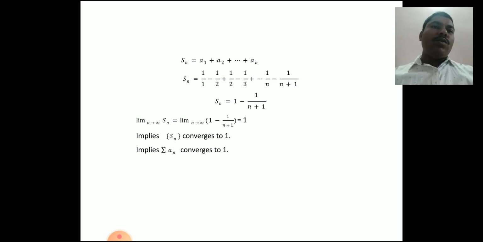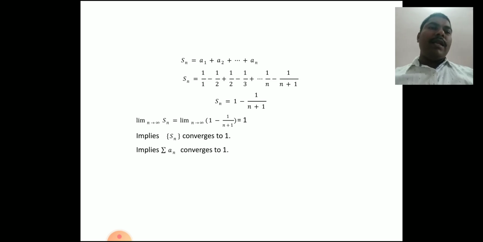Then Sn, the sequence of partial sums, is equal to a1 plus a2 up to plus an. a1 is the first term of the sequence, so that is 1 by 1 minus 1 by 2, plus a2 is 1 by 2 minus 1 by 3, up to the nth term, which is 1 by n minus 1 by n plus 1. So in this sequence, minus and plus terms get cancelled. Similarly minus 1 by 3 plus 1 by 3 cancel. 1 by n is also cancelled. The remaining terms are 1 minus 1 by n plus 1.